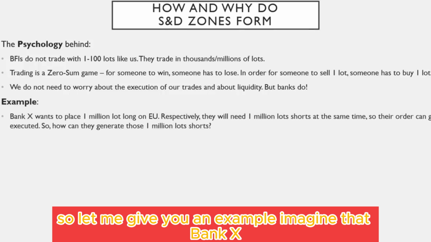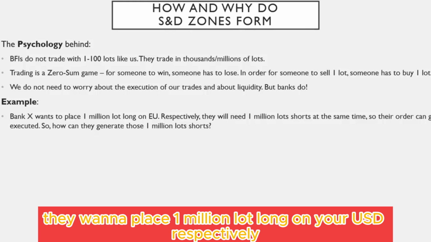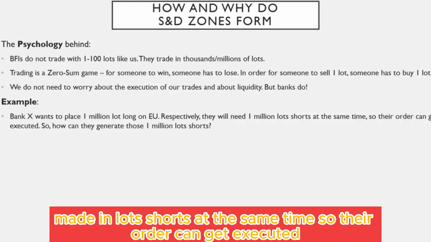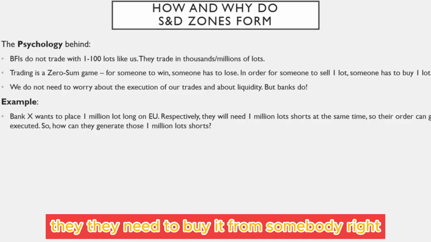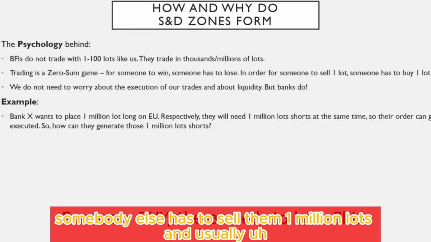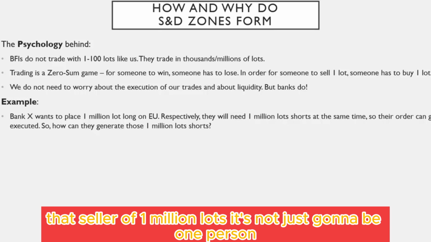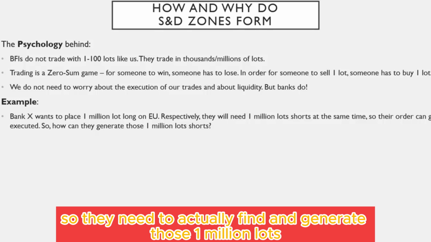Imagine that bank X, I don't know, Barclays, JP Morgan, they want to place 1 million lots long on EUR/USD. Respectively, whatever they're going to need is 1 million lots of shorts at the same time so their order can get executed. Because if they want to buy one lot, they need to buy it from somebody, right? So if they want to buy 1 million lots, somebody else has to sell them 1 million lots. And usually that seller of 1 million lots is not just going to be one person. It is us. It is the whole market. So they need to actually find and generate those 1 million lots of shorts.